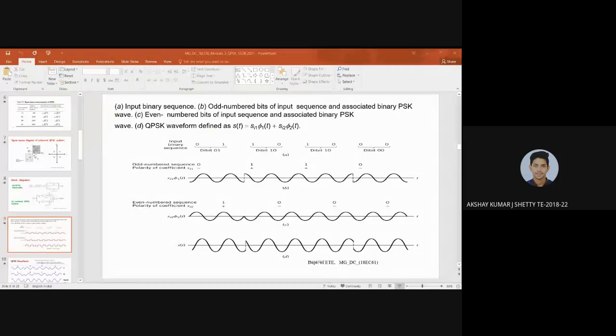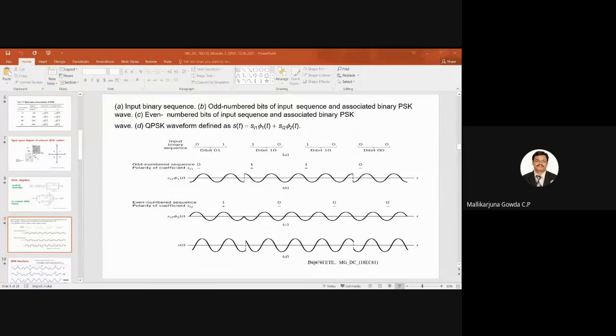Same goes for even sequence. We are multiplying the binary data with sine signal. Since the first term is 1, we don't have any negative term. We don't start with a negative term for this waveform. And then for the final waveform Si of t, we have to consider the bits. 0, 1 refers to nothing but the combination of even and odd bit groups. So 0, 1 infers to the phase 3 pi by 4, which is nothing but 135 degrees.